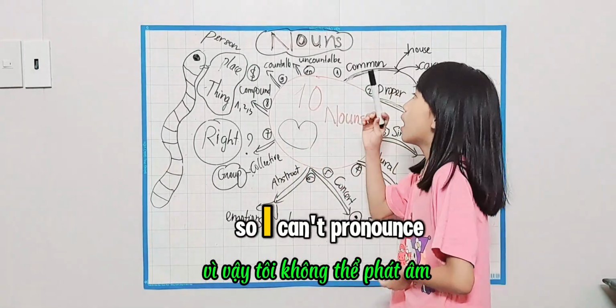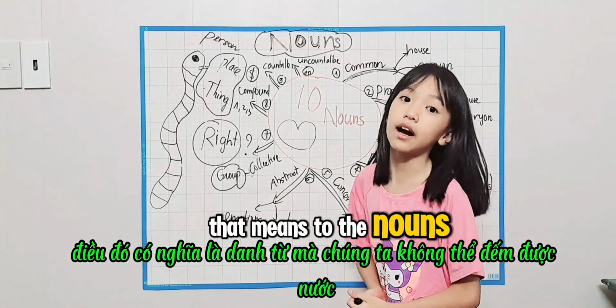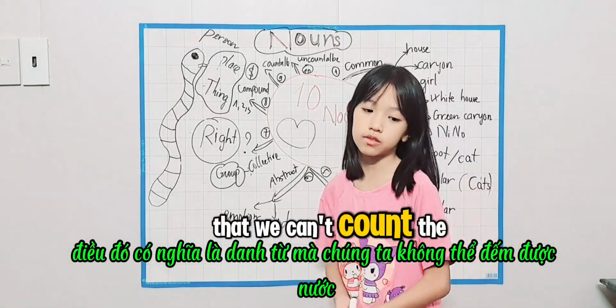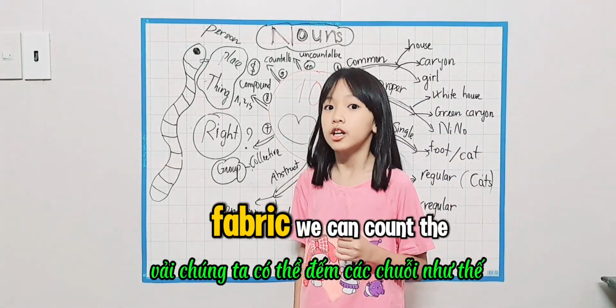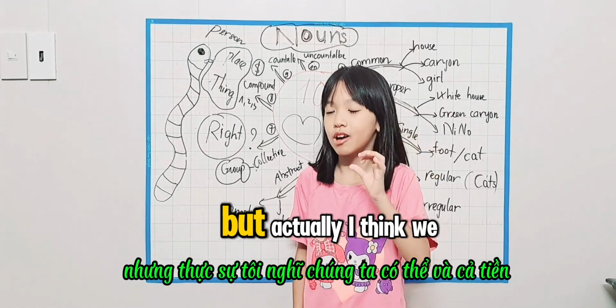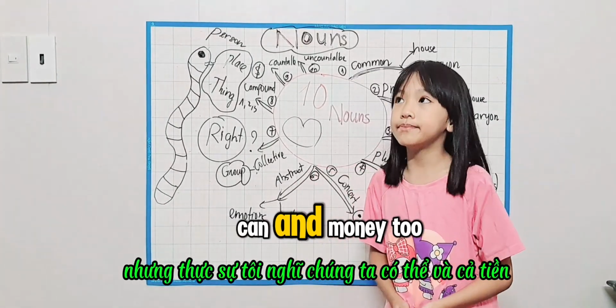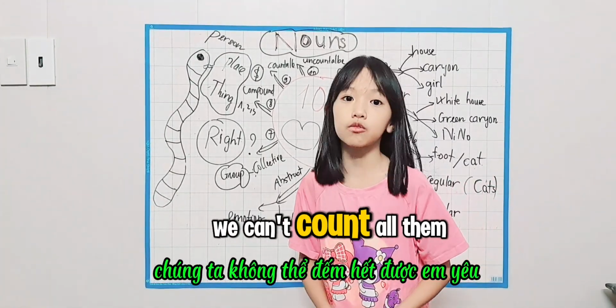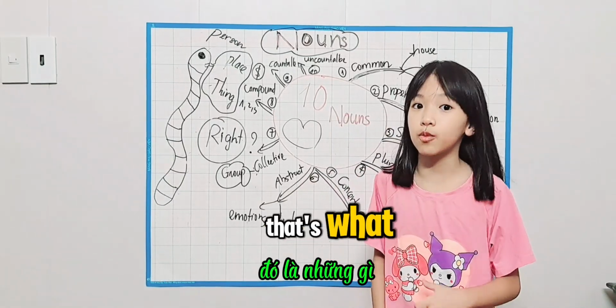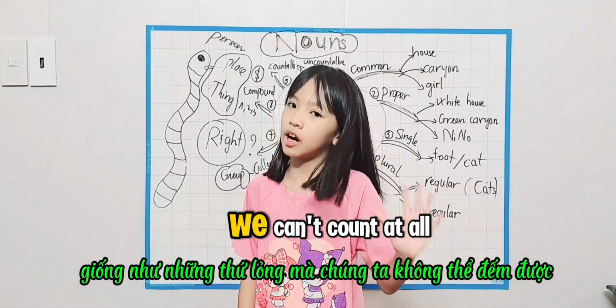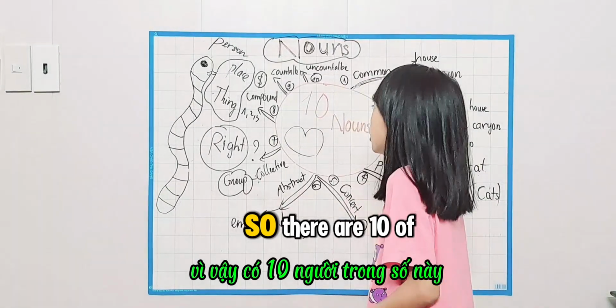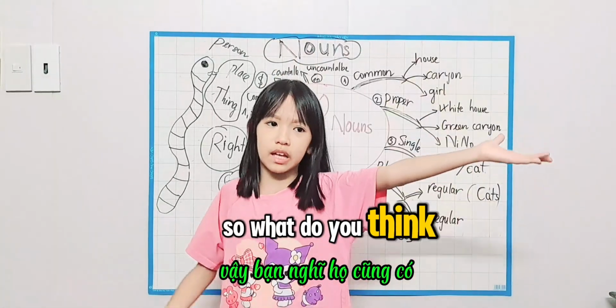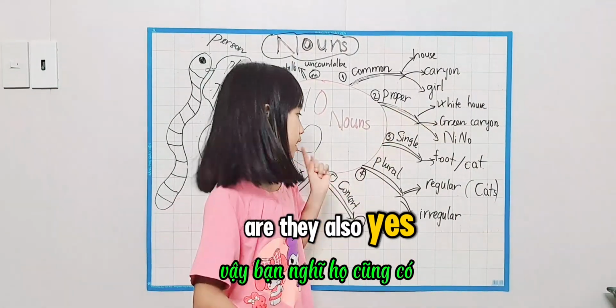So uncountable nouns. That means the nouns that we can't count, like water, fabric. We can't count the strings like that, but actually I think we can. And money too. We can't count all of them. Honey, that's one. So like liquid things that we can't count at all. So there are 10 of these nouns. So what do you think? Are they awesome? Yes, they are.